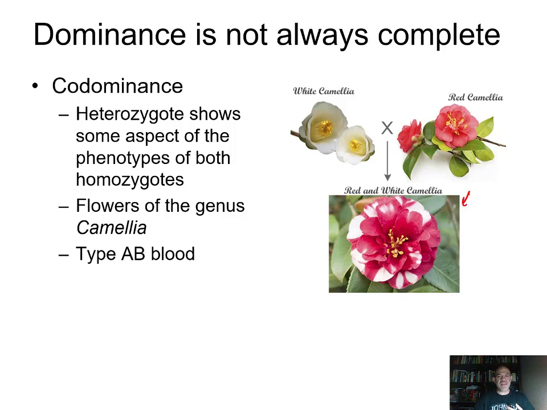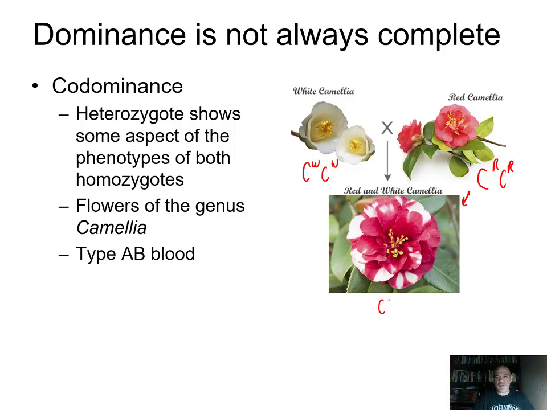Okay, and when you see this, the flower is not pink, it's not a blending. You see red petals and you see pure white petals. This is codominance. Both alleles are equally expressed. So we might use the same symbols that we did before. We might say CW, CW, and then CR, CR for those alleles. And then this one would be the heterozygote.